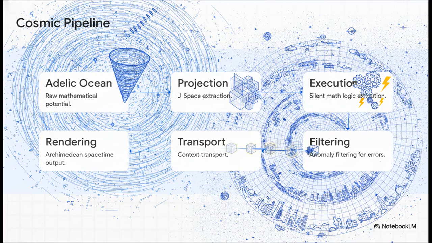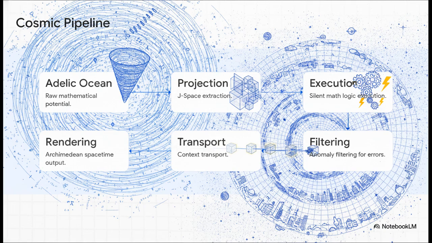Step 1, you have your input, pulling from that infinite Adelic ocean we talked about. Step 2, that data gets compressed via the J-space projection. Step 3 is logic execution. Step 4, anomaly filtering, which is basically the system checking itself for errors. Step 5 is context transport, making sure the logic stays coherent across different domains. And finally, step 6, output, or what we call Archimedean rendering. This is the magical moment where infinite background processing finally spits out the macroscopic spacetime that you and I are sitting in right now. But hold on, what exactly goes on during that logic execution phase?